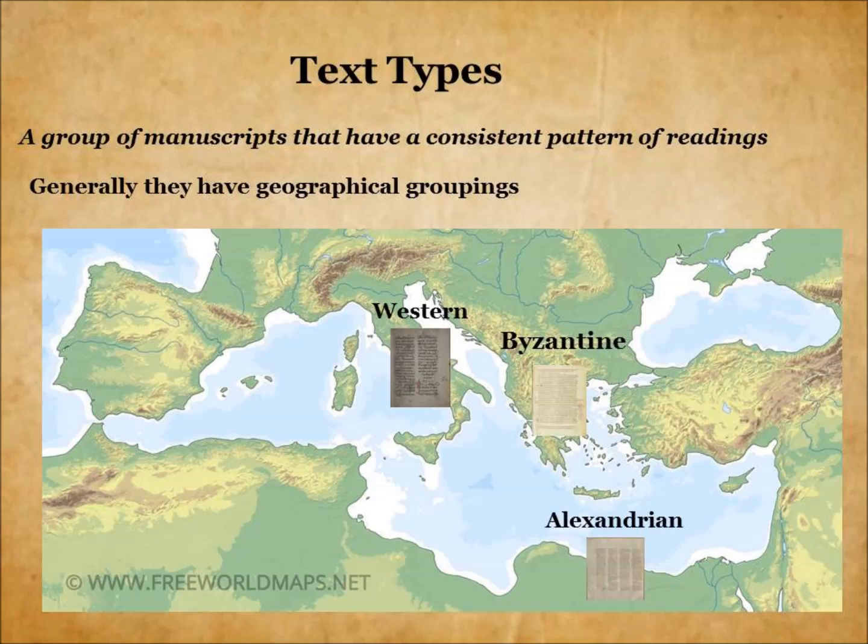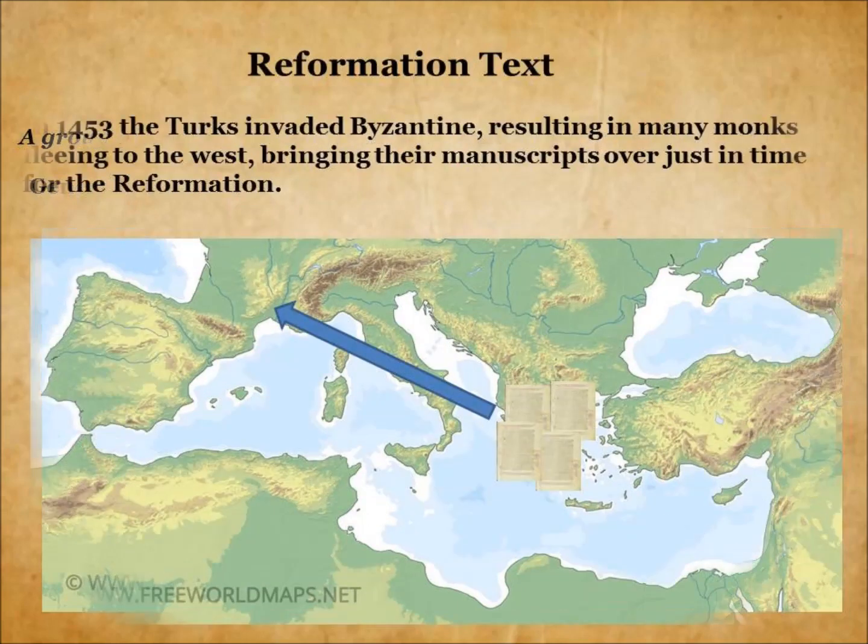So as you see these different text types, I have 3 listed here on the screen: Western, Byzantine, and Alexandrian. Technically there are more, but for sake of simplicity, we'll keep it to these 3. In fact, if we wanted to make it really simple, we can just compare the Alexandrian with the Byzantine, because generally the conversation between text types is had between those 2 groups. So these are the text types that exist. And then this leads us into the Reformation text type.